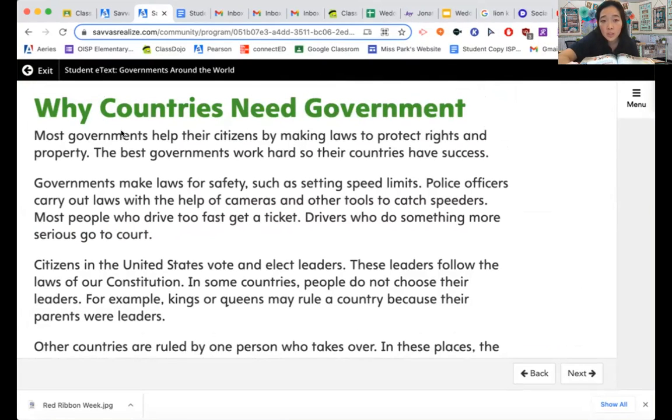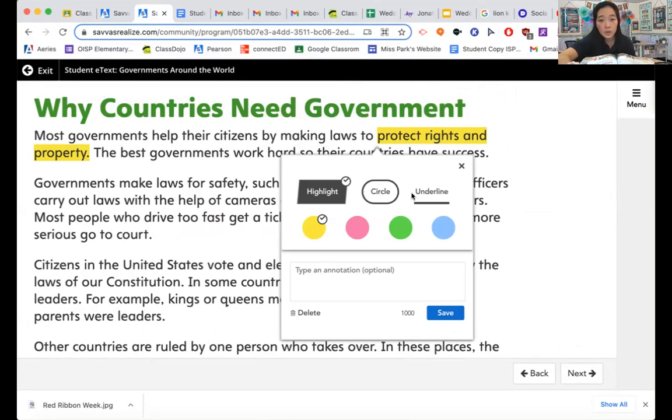Ready? Most governments help their citizens by making laws to protect rights and property. So underline reasons countries make laws: to protect rights and property. I'm going to highlight that in yellow. If you're at home, you can also underline that. I'm going to highlight it because it's going to be easier for you guys to see.